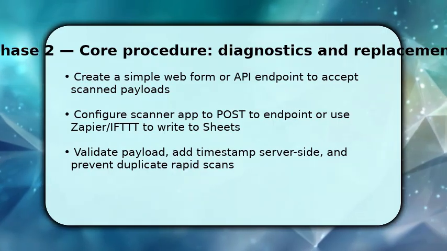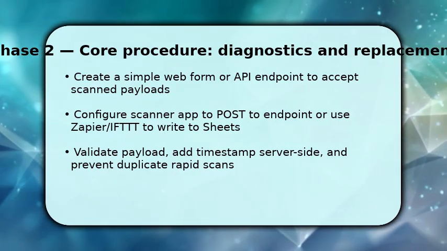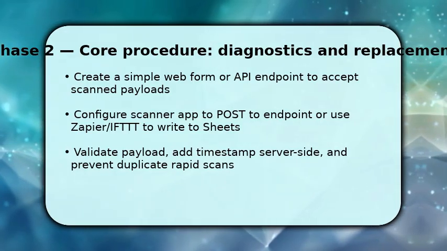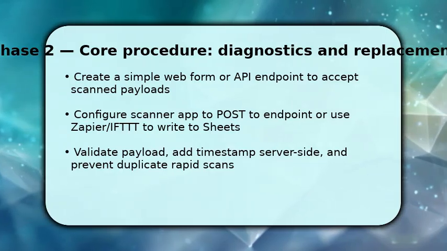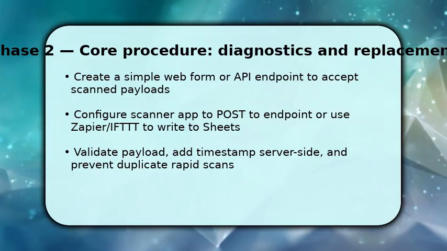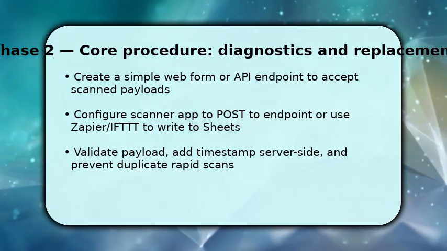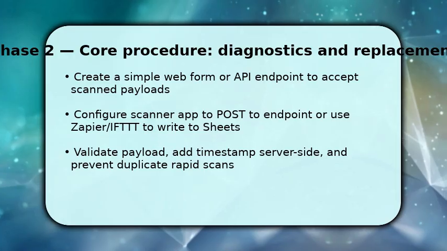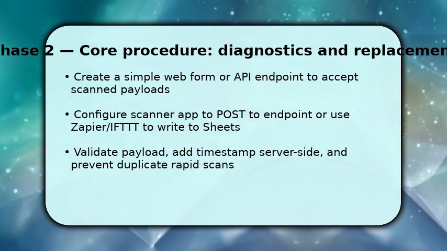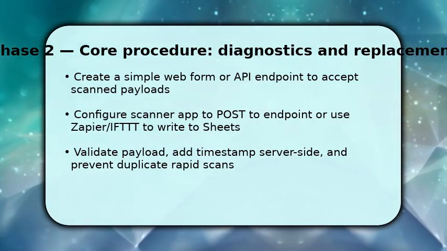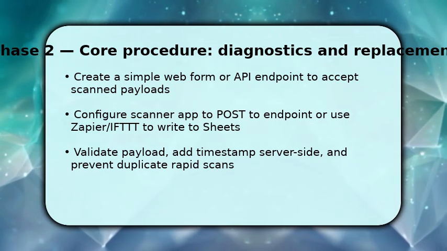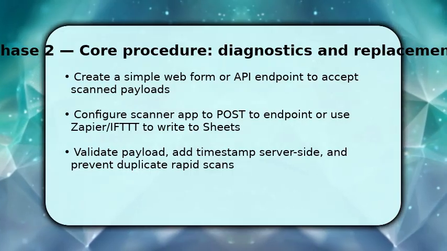Next, you build the middle flow that logs attendance reliably. Create a small web form or API endpoint that accepts scan payloads. This centralizes validation and timestamping. Configure your scanner app to post JSON to that endpoint, or use Zapier or IFTTT to connect the app to Google Sheets if you prefer no code. Once the endpoint receives data, validate the ID format, append a server-side timestamp, and implement a short debounce to prevent duplicate taps. This ensures clean, auditable records without lost or repeated entries.